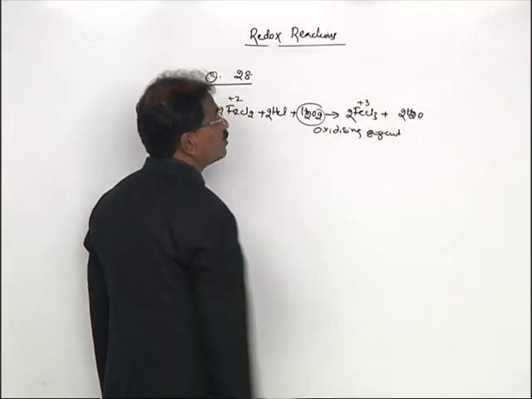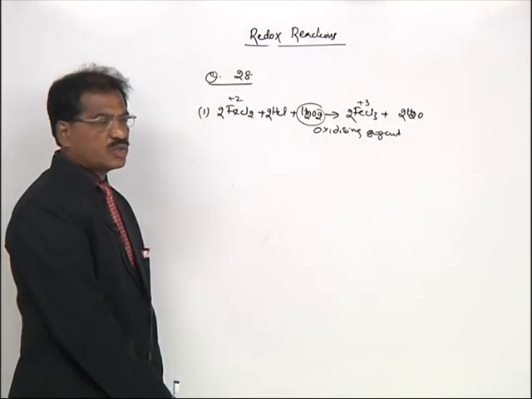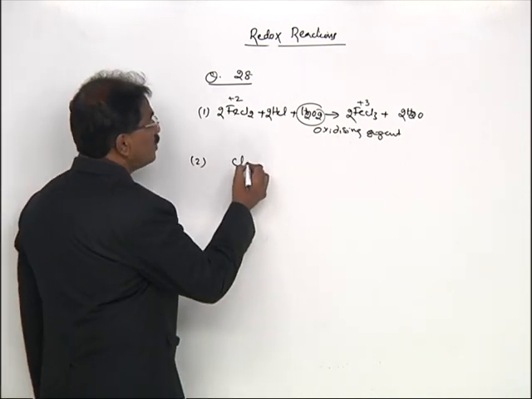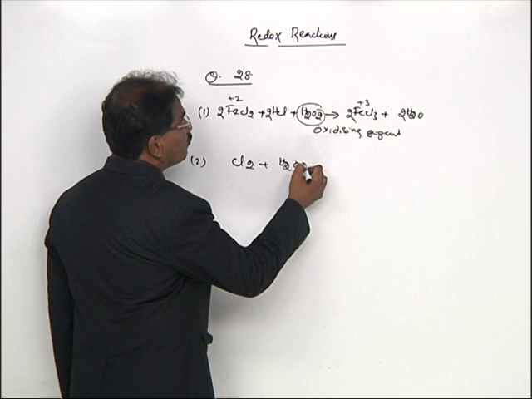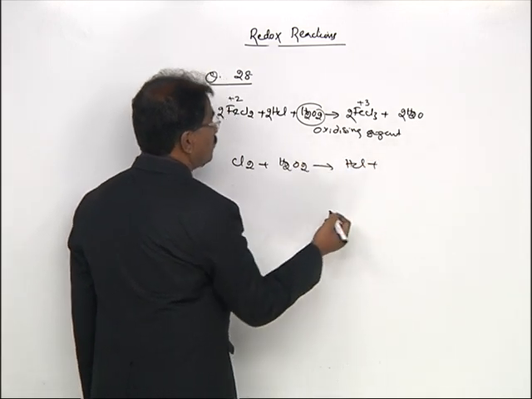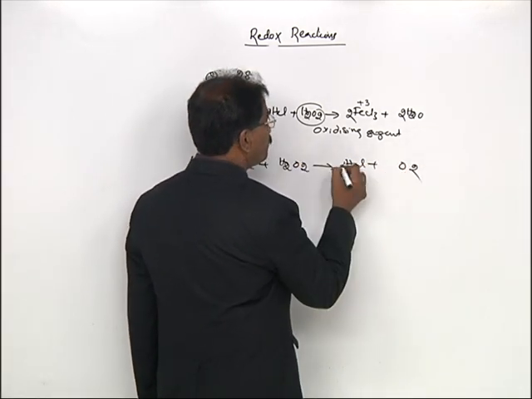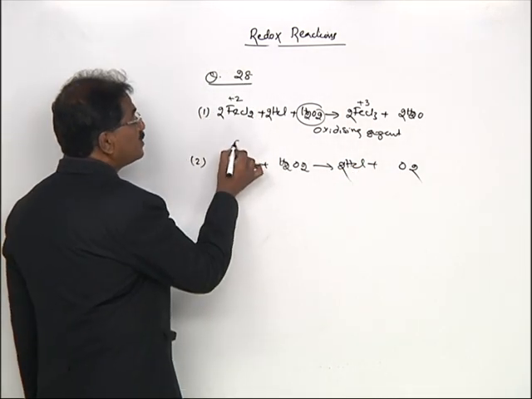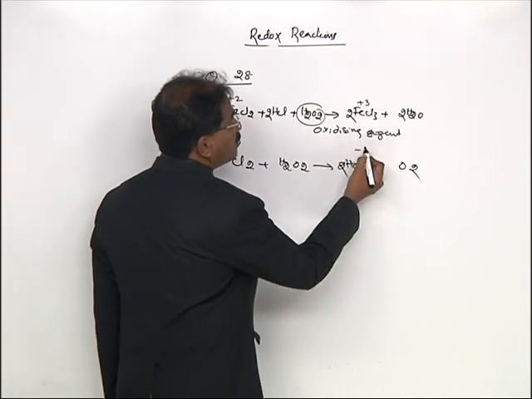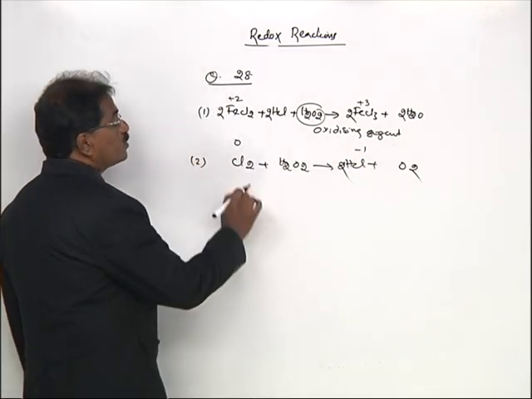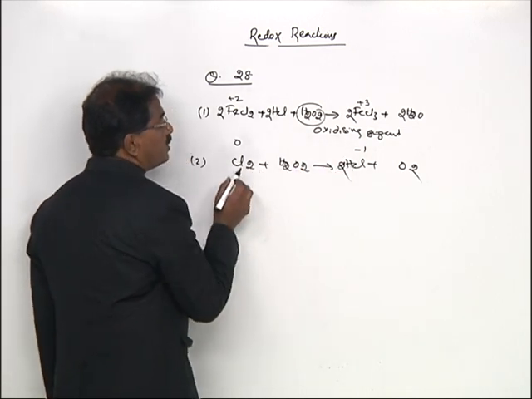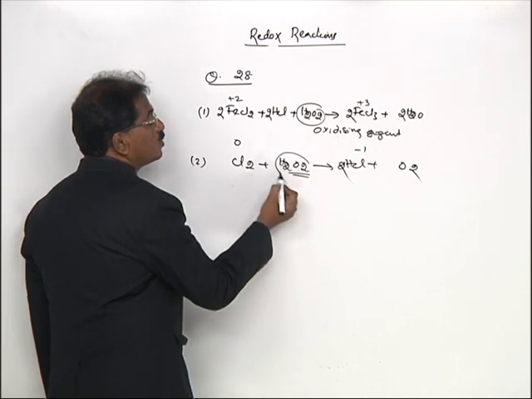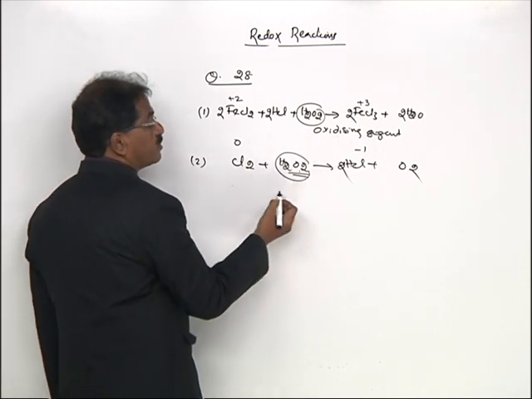But in the question, we have to identify the reaction in which H2O2 acts as the reducing agent. In the second option, they have shown Cl2 plus H2O2 giving HCl plus O2. Here the oxidation state of chlorine is 0, and here it is -1. That means chlorine is undergoing reduction, because of the reaction with H2O2. Therefore, we can say H2O2 is acting as the reducing agent.